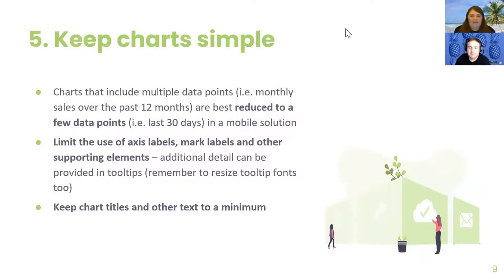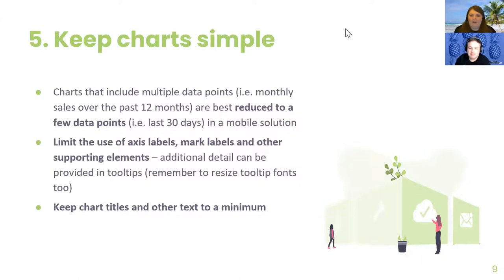So for that reason, it's unlikely you're going to need to include big line charts with loads of data points for the last 12 months or every day, because it's just not necessary. It needs to be just concise information on your phone. So keep it simple, and limit the use of axes labels, mark labels, other smart elements, and any text really. Just keep it really simple.